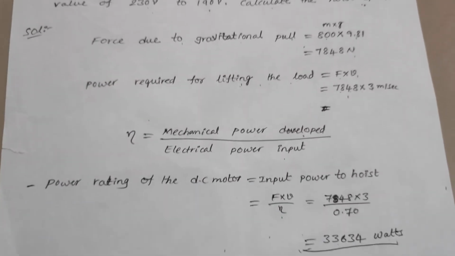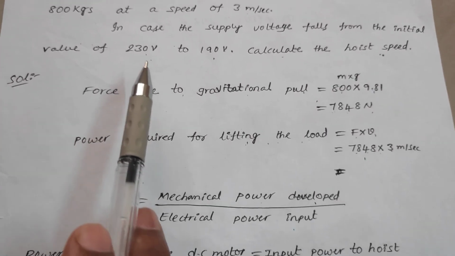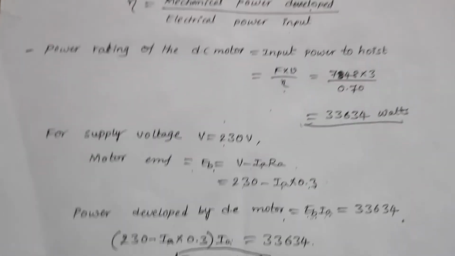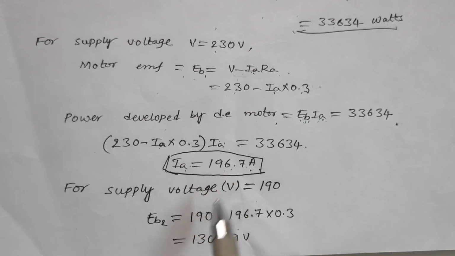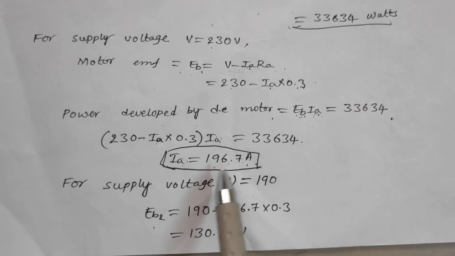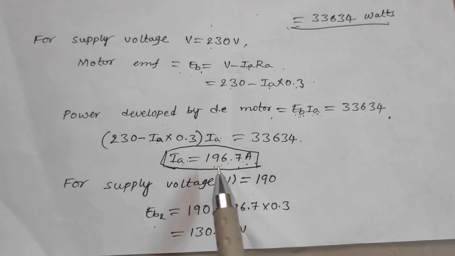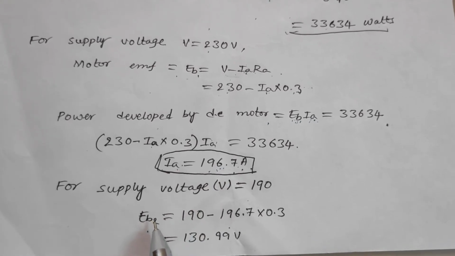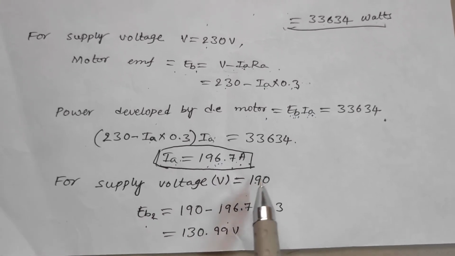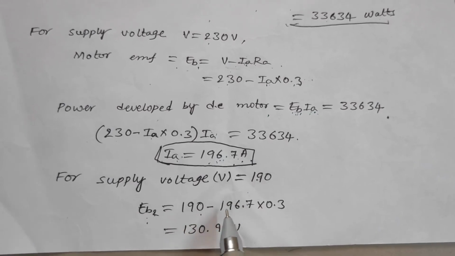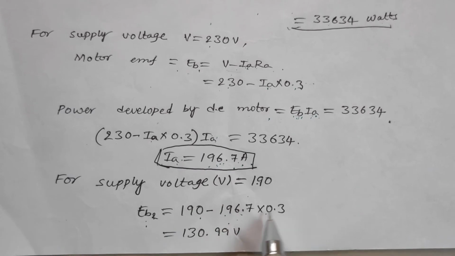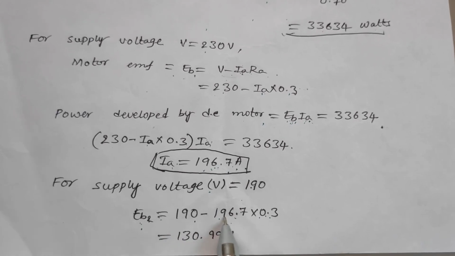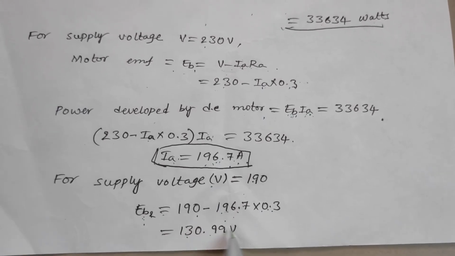In the problem statement, the voltage changes from 230 to 190 volts. With respect to the 190 volts, we will now calculate the back EMF by assuming the armature current is constant, as the problem statement does not say anything about the armature current. So the new back EMF EB2 is 190 minus IA, 196.7, into the armature resistance 0.3. By substituting these values, we get EB2 equal to 130.99 volts.